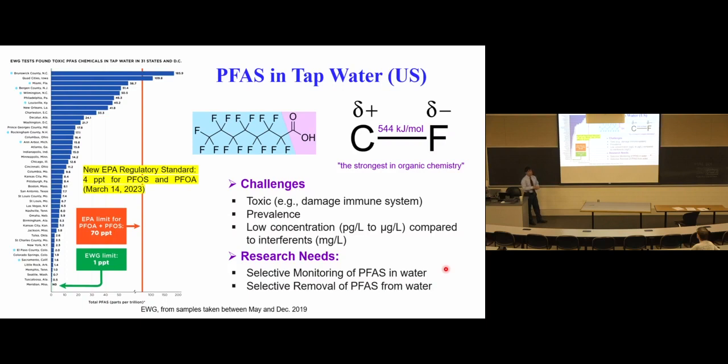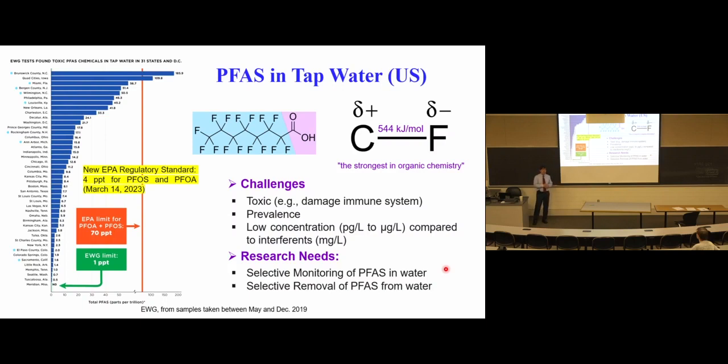But on the other hand, if you look at the PFAS in our drinking water, this is data measured by the Environmental Working Group across the nation. Unfortunately, you see some North Carolina cities having really high concentrations of PFAS as well. And earlier this year, in March, US EPA published the regulatory standard for PFAS.